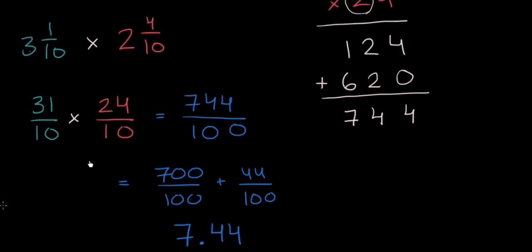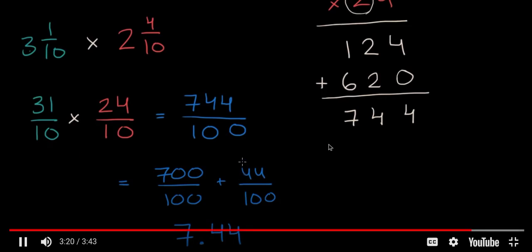And you might already be seeing a pattern. If you just took 31 and multiplied by 24, you get 744. And notice, I have 1 and 2 digits behind the decimal point. So think about whether that always works, and why that might work.